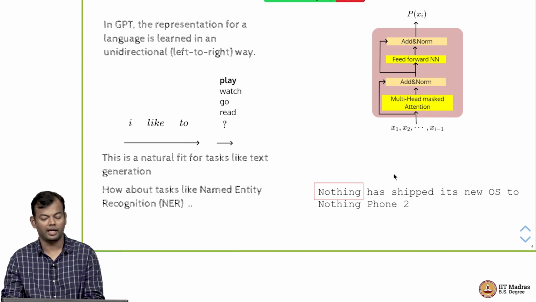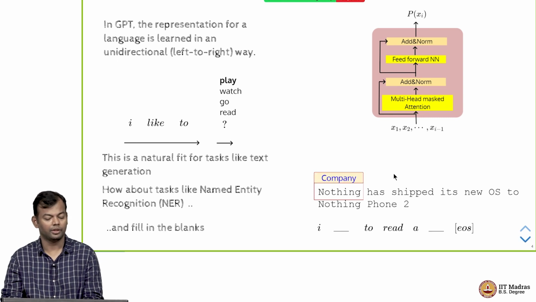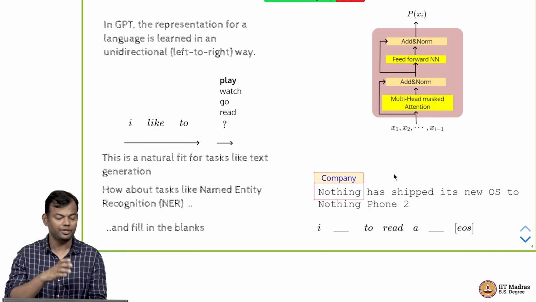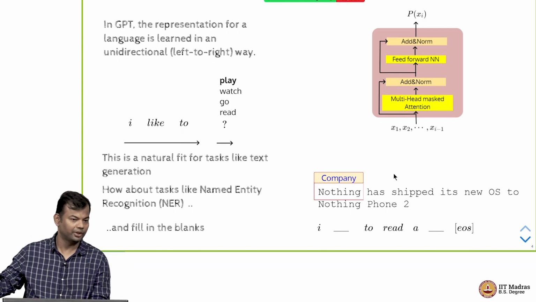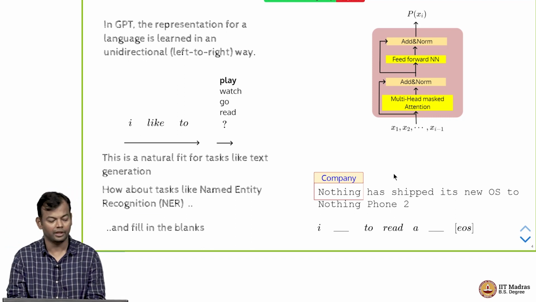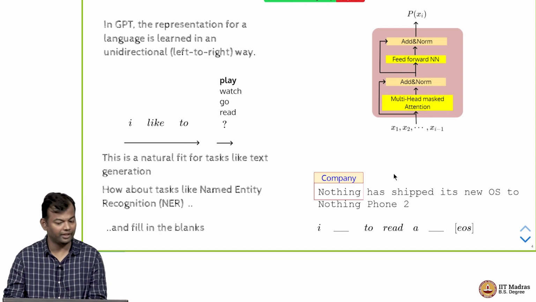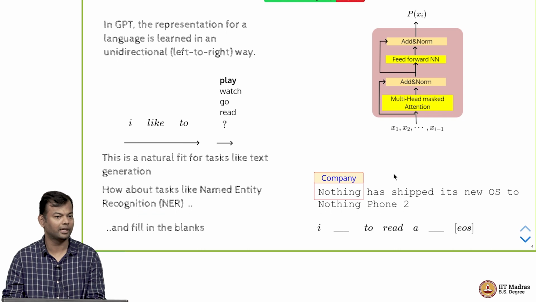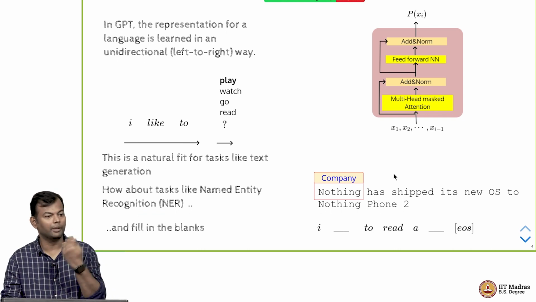So Dash has shipped its new OS to something else. Now in this case, based on everything that is coming after it, you can predict that this is a company, because it has shipped something, and it has to be a company. So for these kinds of tasks, you may need context from both sides. So it makes sense to look at models which allow you to consume input from both sides.